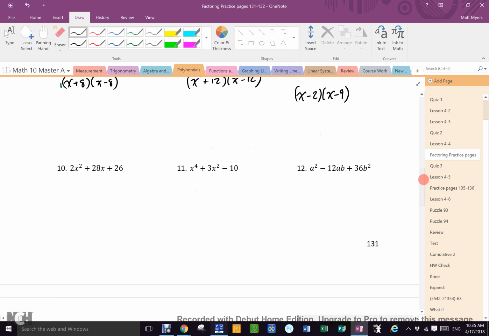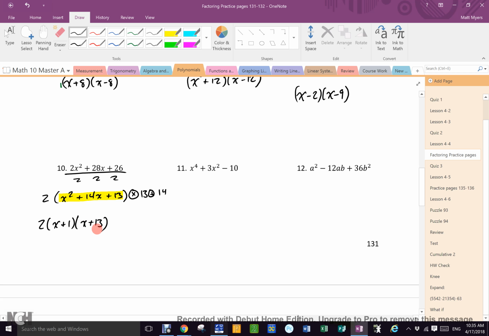Okay, what's weird about 10? There's a 2 in front. We got to get rid of it. What gets rid of times 2? Divide by 2. Does divide by 2 work all the way across? Yeah. So we divide everything by 2, and we rewrite x squared plus 14x plus 13. There is something we can work with because there's no coefficient. I need to multiply to 13 and add to 14. Is it 1 and 13? Yes. 2, x plus 1, x plus 13.